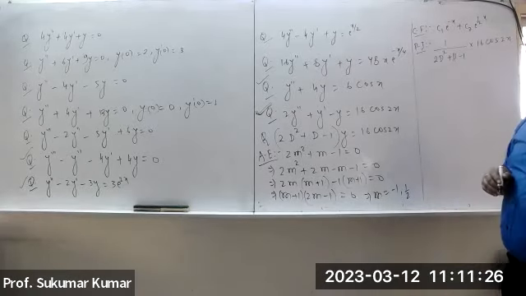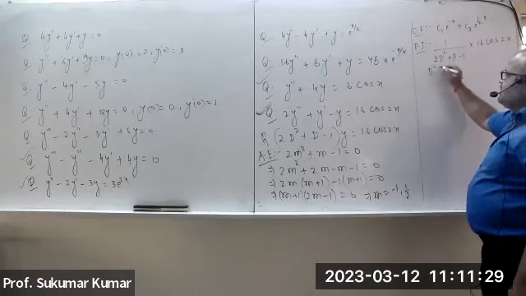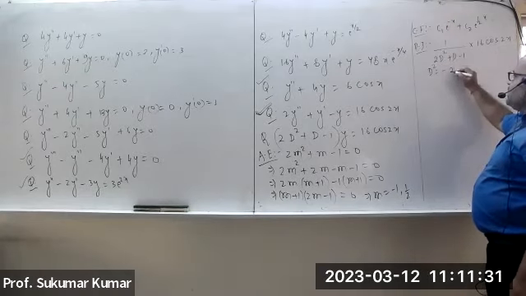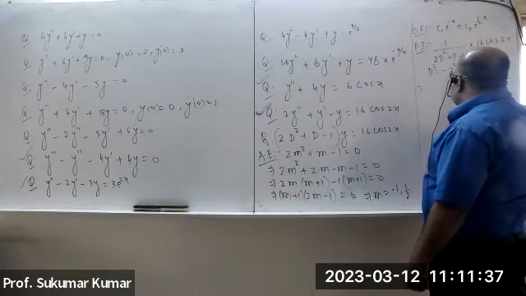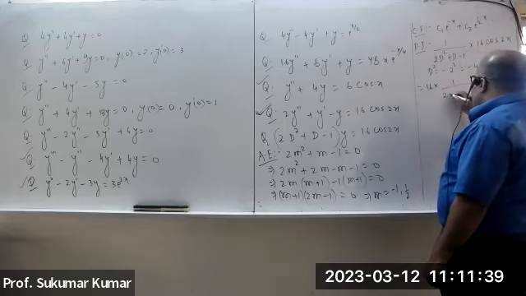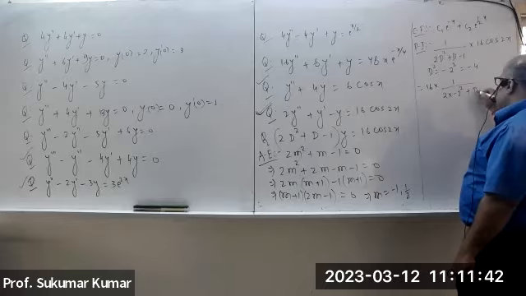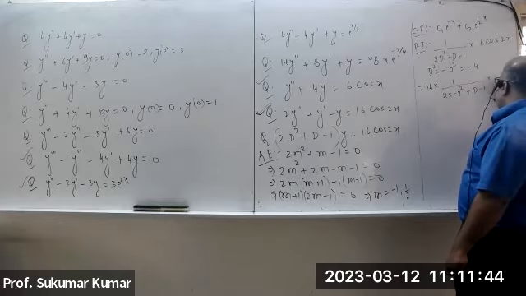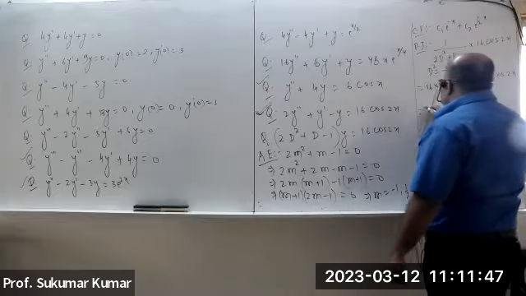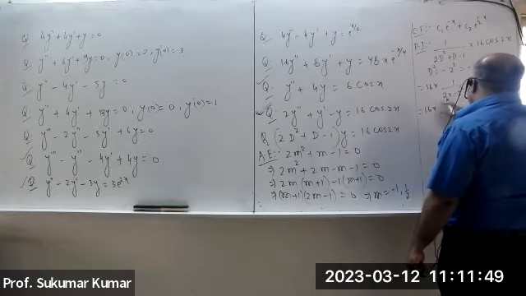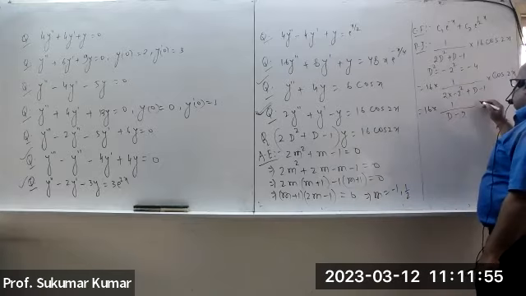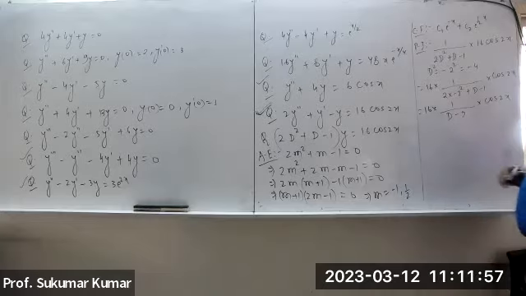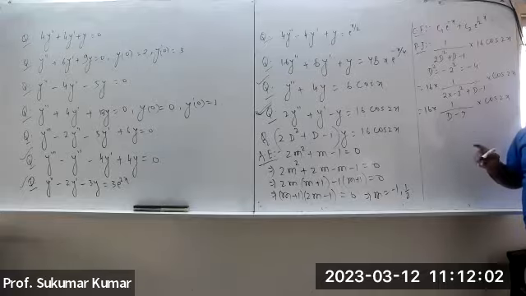Since we have cos ax, in place of D square we write -a square, this is -4. This 16 you write directly: 2 into (-2) square plus D minus 1, that is 8D minus 8 minus 1, minus 9. You always have to prepare D square here, then only you can solve.